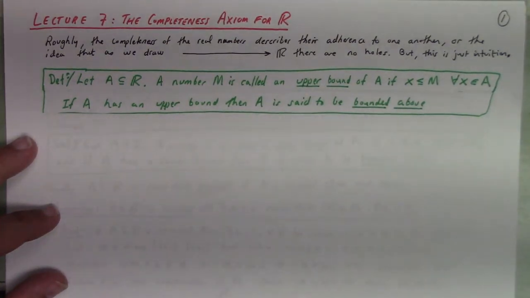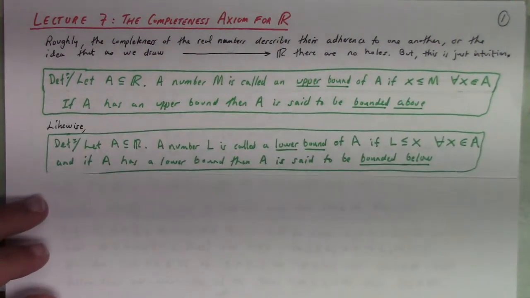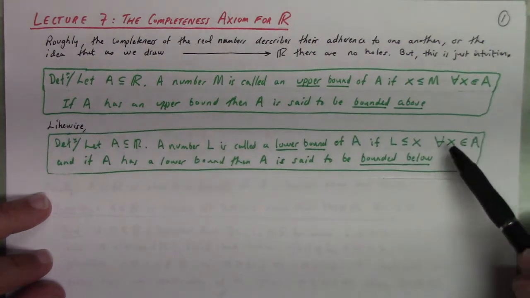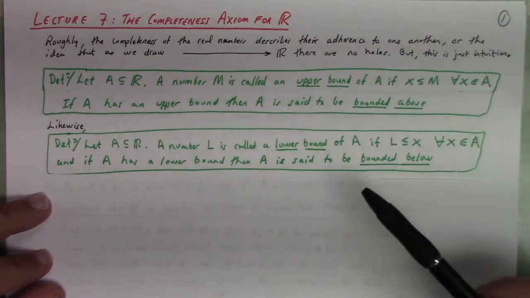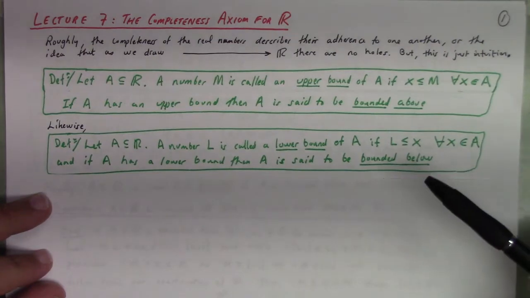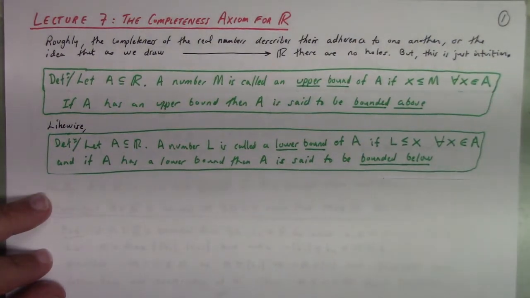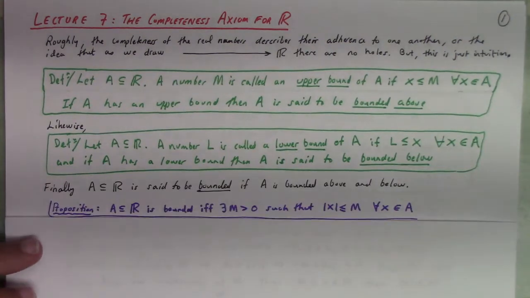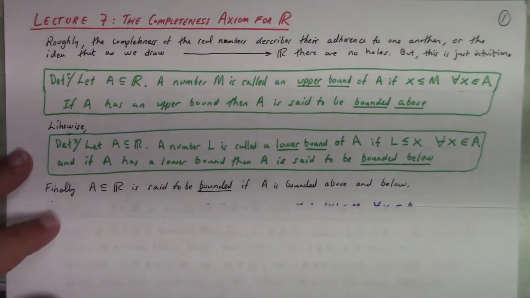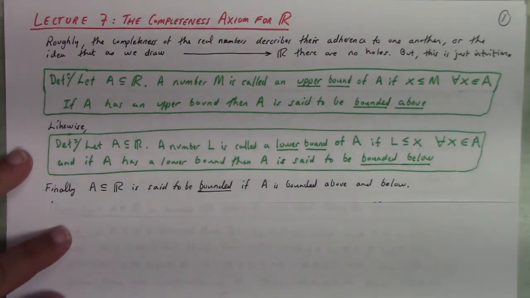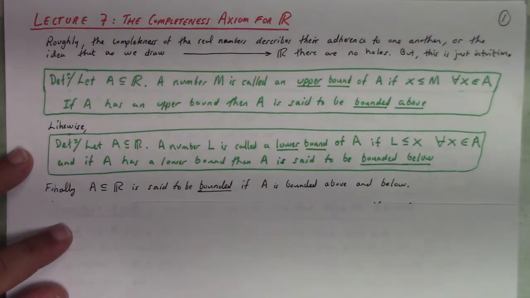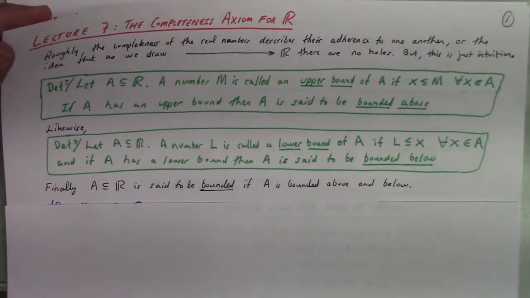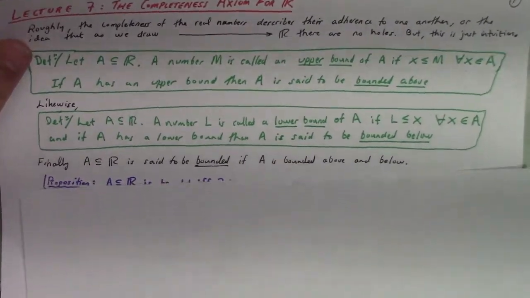Likewise, if we have a number L such that L is less than or equal to x for all x in A, then A is said to have a lower bound, and you could also say that A is bounded below by L. And finally, if a subset A is both bounded above and below, then we simply say that A is bounded.